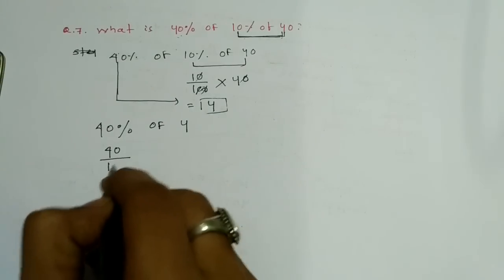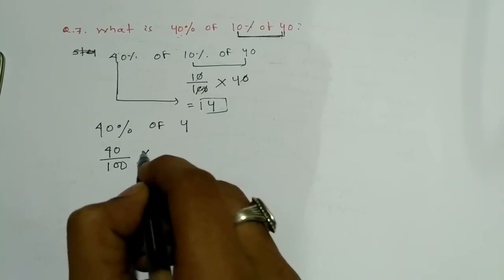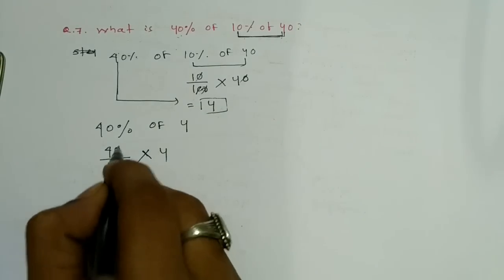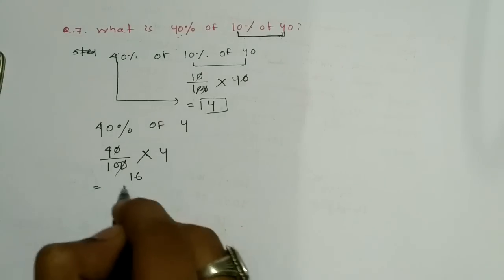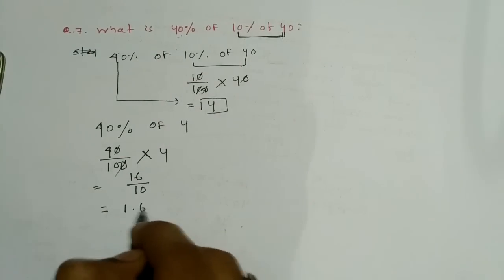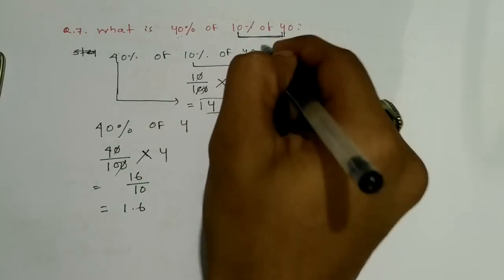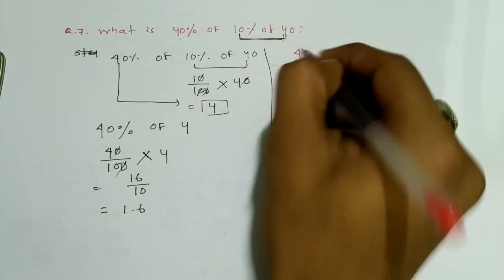40% means 40 by 100. Of means multiplication, 4. So the 10 and 10 get cancelled. 4 into 4, that is 16 divided by 10. So you can write it as 1.6. This is the first method you can do.